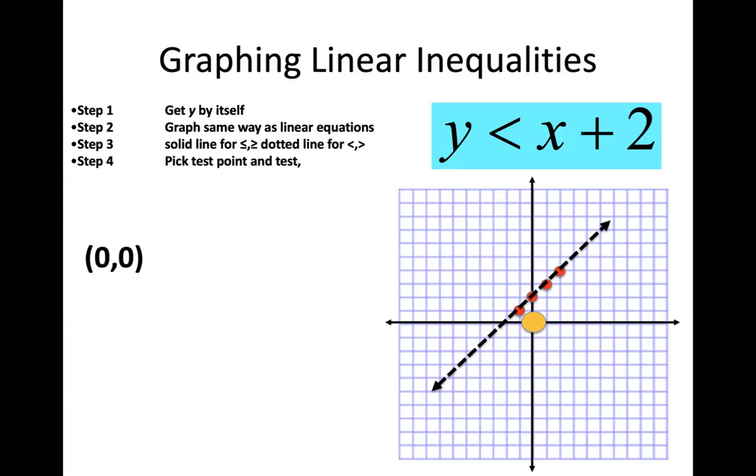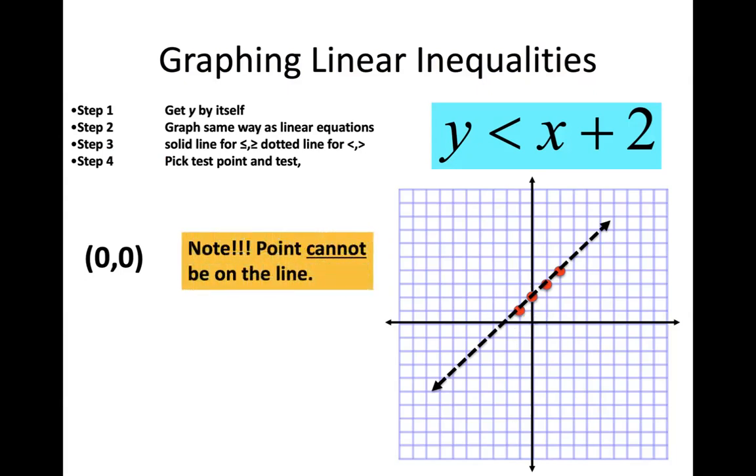So we pick a test point. And by the way, you can pick any point you want. We just like to pick 0, 0 because it makes the math easy. Watch how it makes the math easy. Well, 0 is x and 0 is y. Oh, and one quick note, if the line goes through 0, 0, you can't pick 0, 0. But this time that dotted line does not go through 0, 0, so I'm going to pick 0, 0.